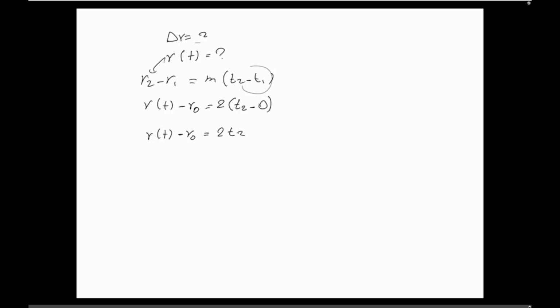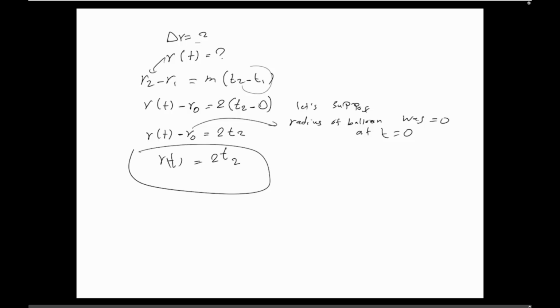And let's suppose that the radius of the balloon was 0 at t equals 0. So we will get r as a function of t equals 2 multiplied by the time.